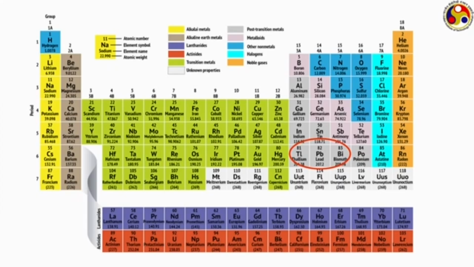But for elements after bismuth, that is elements having atomic number greater than 83, all their isotopes are radioactive in nature. That is starting from polonium having an atomic number of 84 towards whatever we have known so far, they are all radioactive in nature, all isotopes are radioactive in nature.